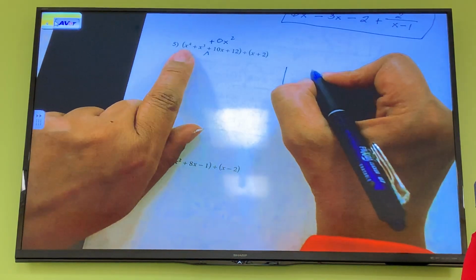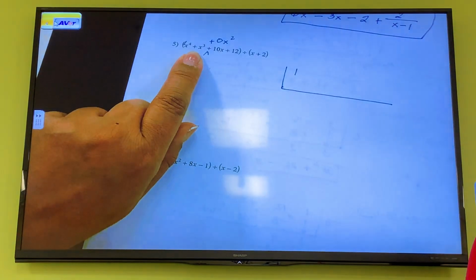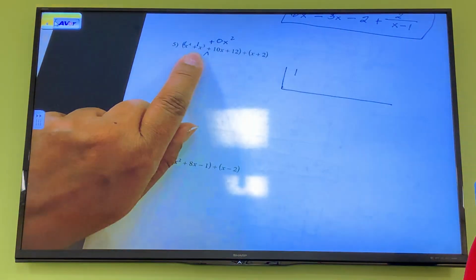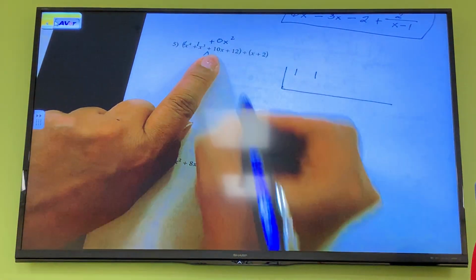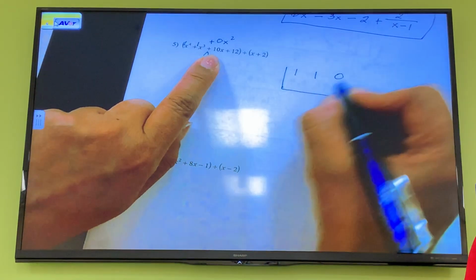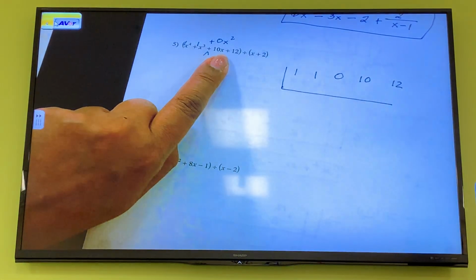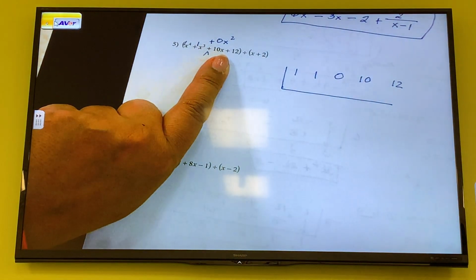So you have 1 for x to the 4th. For x cubed, it's also 1. Then 0 for x squared. Then 10, and then the 12. So those are your numerical coefficients.